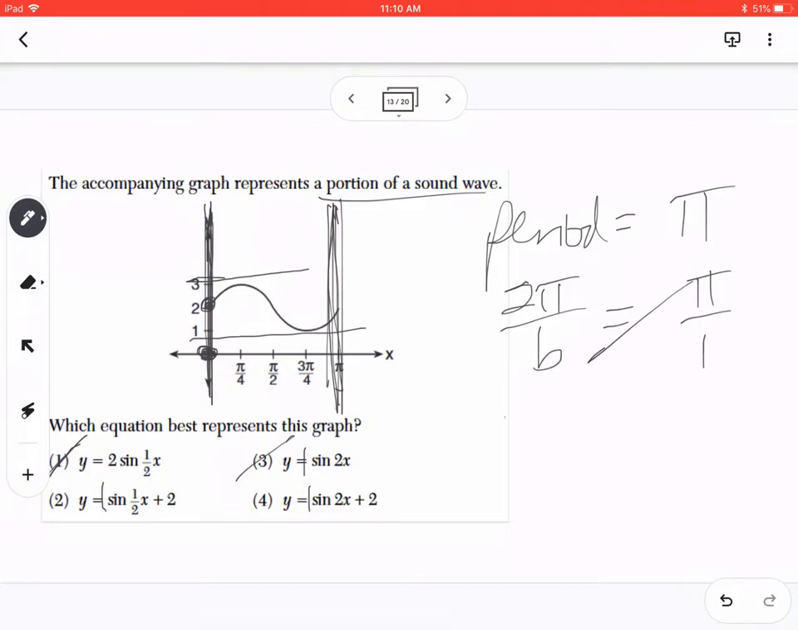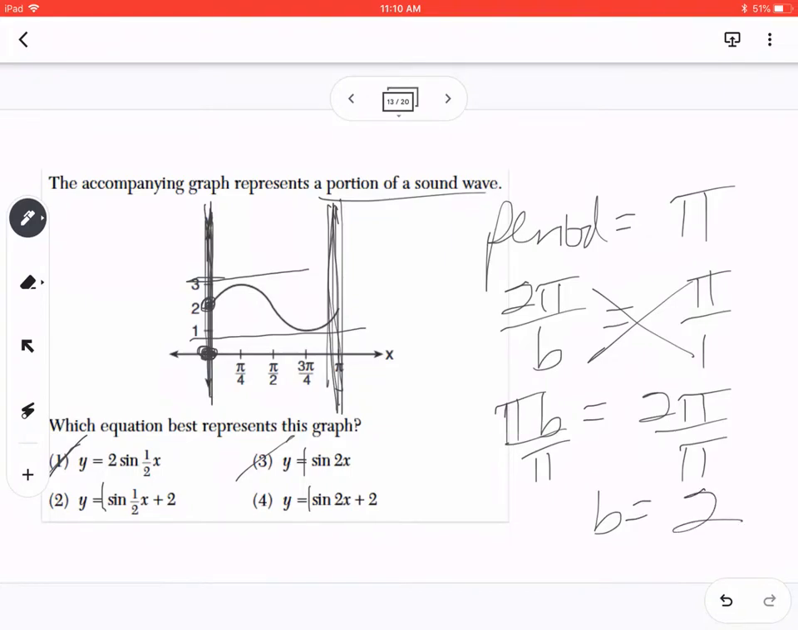B times pi is pi times b, and this is equal to 2 pi times 1, which is 2 pi. Divide by pi to get b alone. That frequency b is 2. And that 2 would be in front of x, making choice 4 our answer because the amplitude is 1.